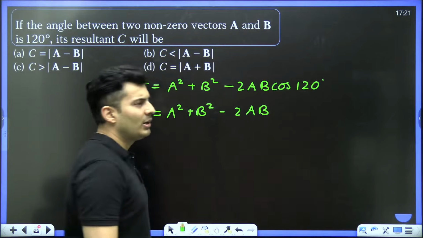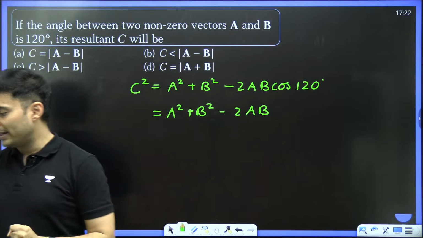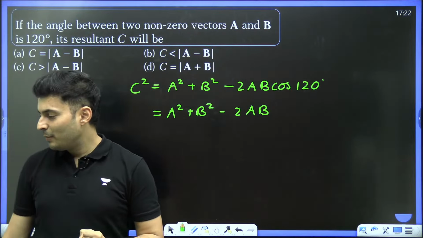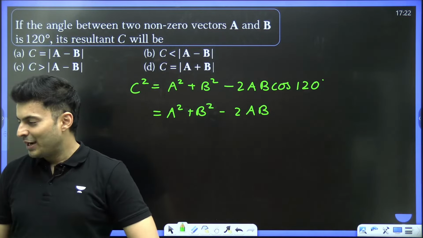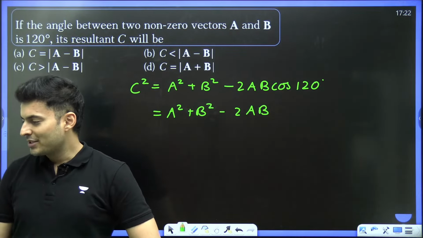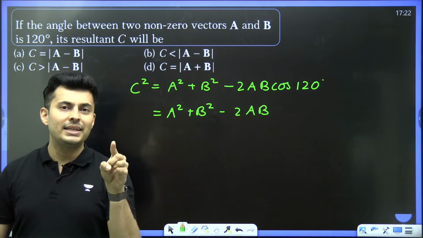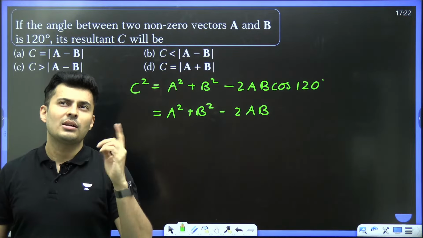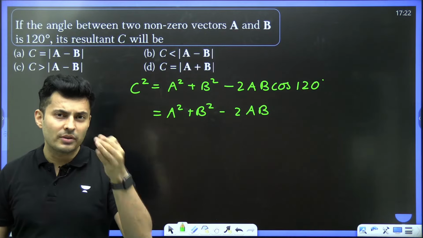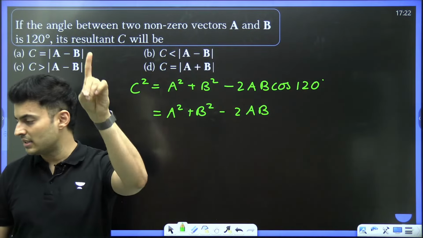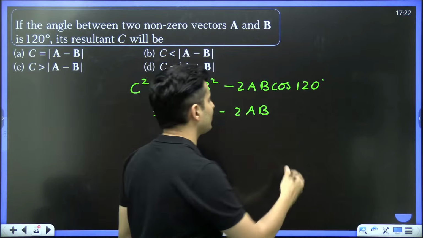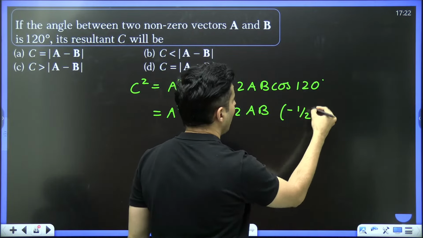What is cos of 120? Is it b or c or a? I don't know, guys. We'll figure it out. What is cos of 120? It's in the second quadrant, so it will be negative. 120 is 90 plus 30. So 90 means cos will become sine. So sine 30, guys, is half, with the negative sign. So it will be minus half.